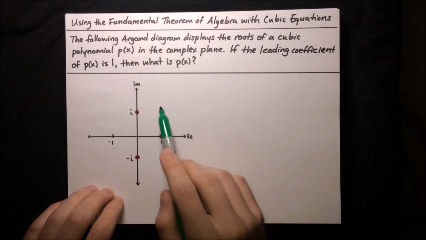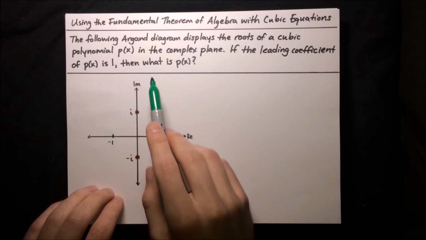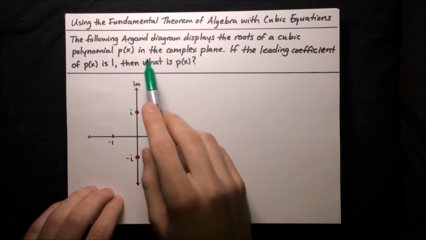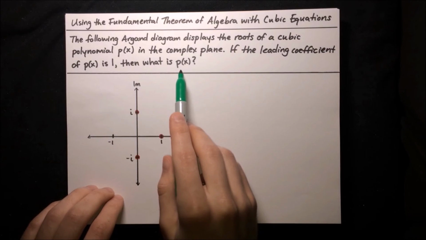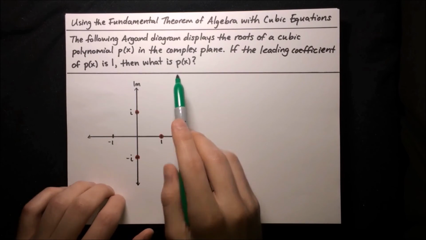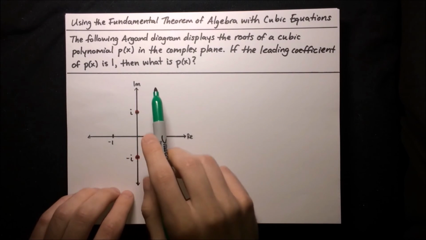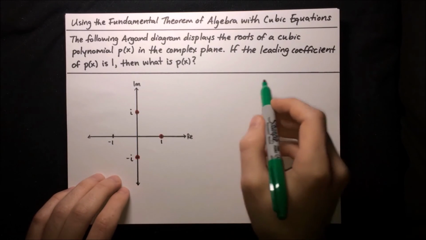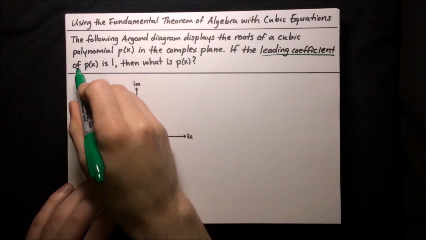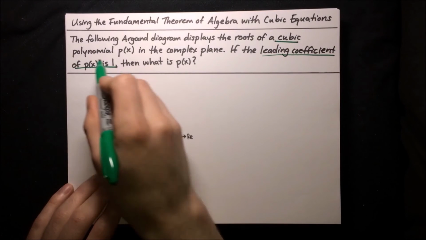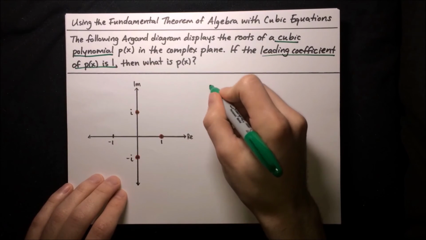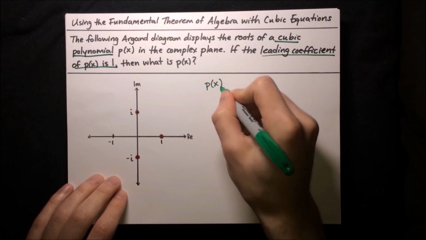So we're given information about the roots. We know the leading coefficient is 1. We know it's a cubic. And what is this polynomial then? How can we figure out what it is? Okay, so let's gather some of this information. Its leading coefficient is 1, and it's a cubic polynomial. So that tells us that p of x goes like this.